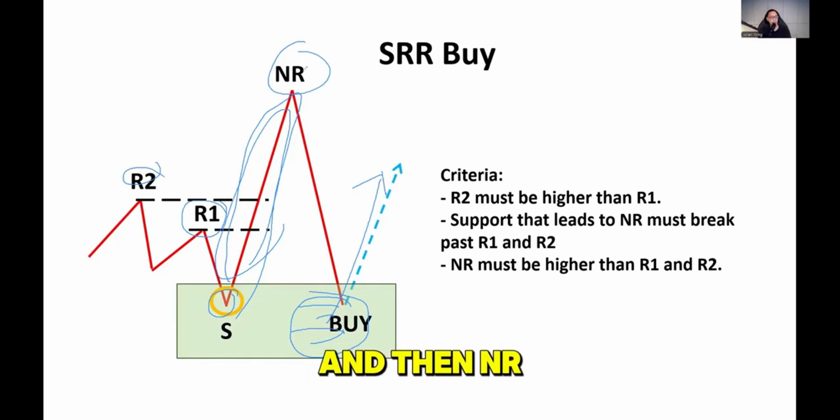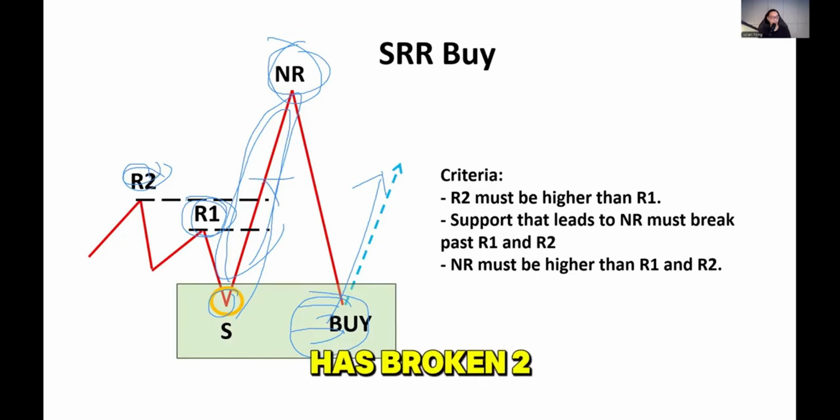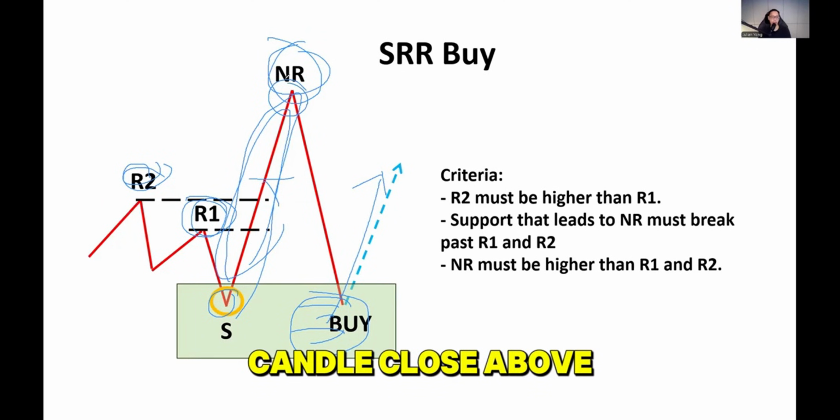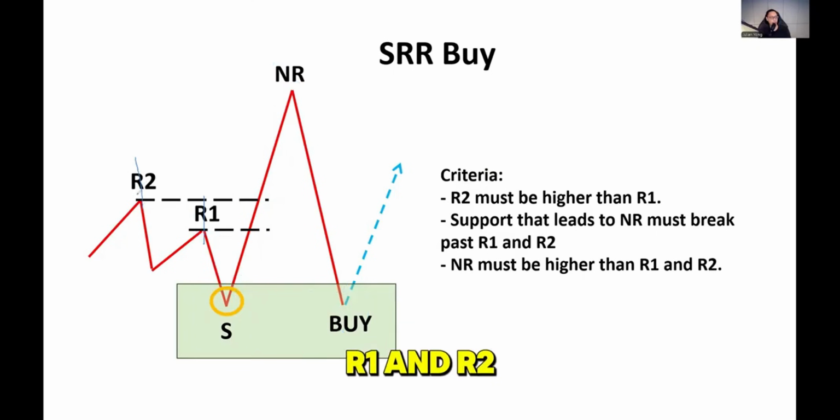And then NR, this one here, must be higher than R2 and R1. If NR is at the same level, it does not mean that it has broken through the two resistances. It has to be a body candle close above for it to be considered as being above R2 and R1. And one more thing: I'm looking for the wicks of R1 and R2. That is what I consider as the resistance.